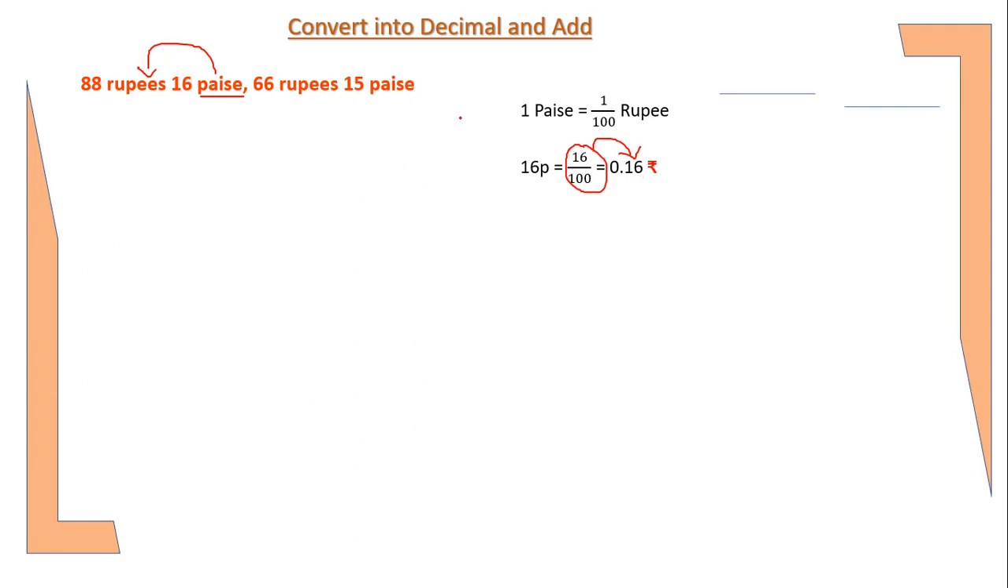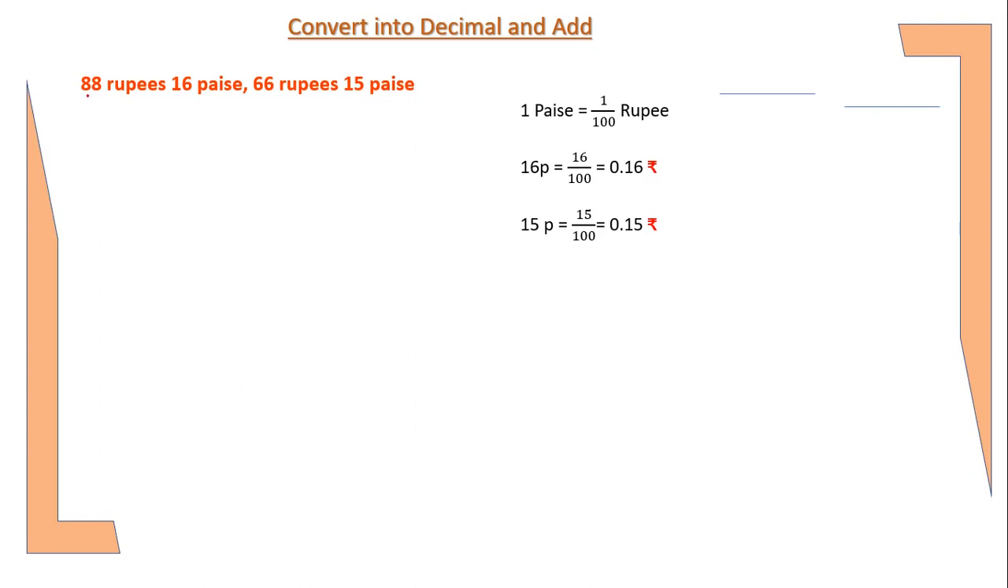Same way, I will convert the another paise. Here it is a 15 paise. I will convert this 15 paise also to the rupees. If I convert this 15 paise to the rupees, 15 paise is equals to 15 by 100. After converting this fraction 15 by 100, we will get decimal as 0.15. Hence 15 paise is equals to 0.15 rupees.